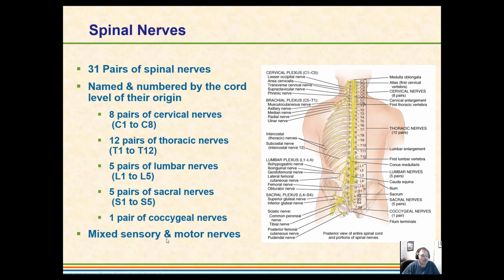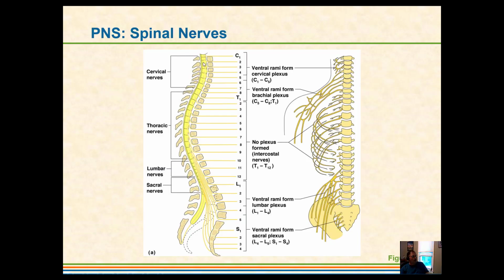And for the most part, these are all mixed motor and sensory nerves. Again, the only 3 that are purely sensory are the cranial nerves. So peripheral nervous system, and again, we've got cervical, thoracic, lumbar, sacral, all the way down here. Now, I'm not going to ask you to know what a rami is, but a plexus is where some of the nerve from one vertebrae combines with nerves from the other vertebrae so that we have continuous innervation.